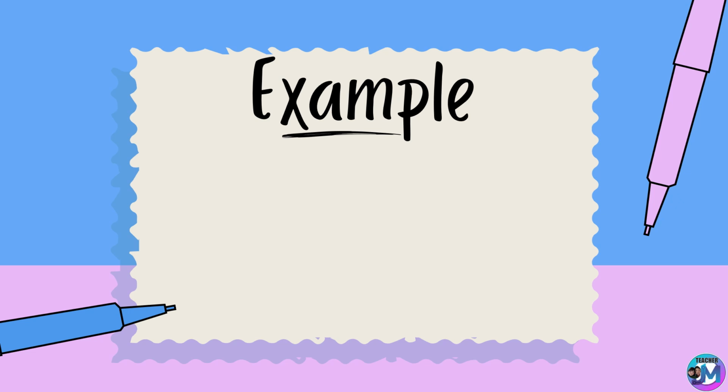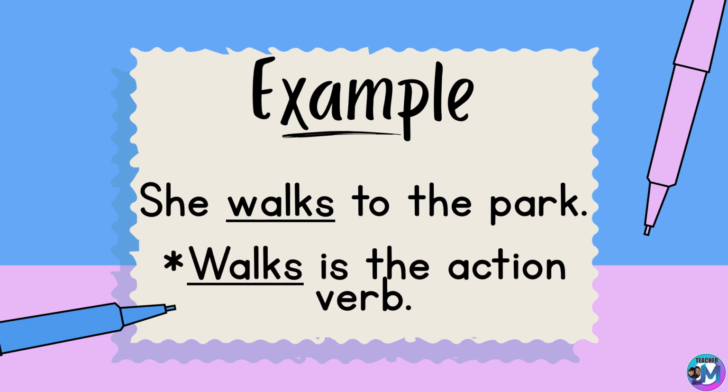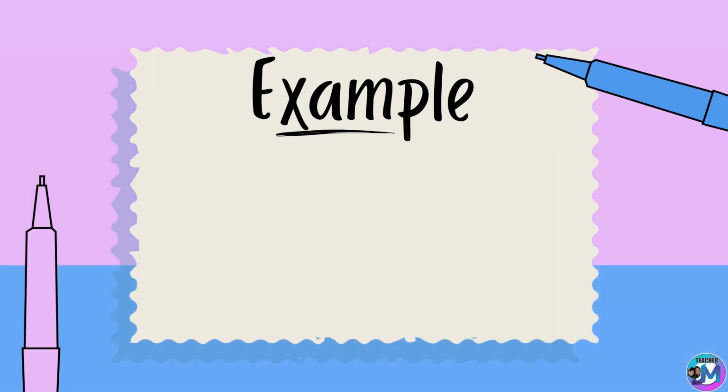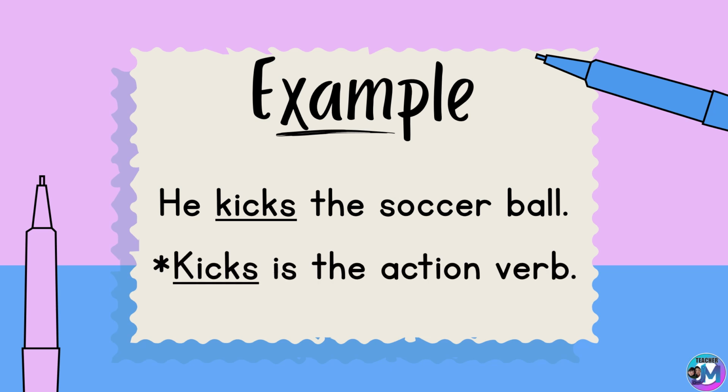For you to be able to understand action verbs, let's look at the following examples. Let's read the sentence. She walks to the park. The underlined word walks is an action verb. Another example, he kicks the soccer ball. The underlined word kicks is the action verb.